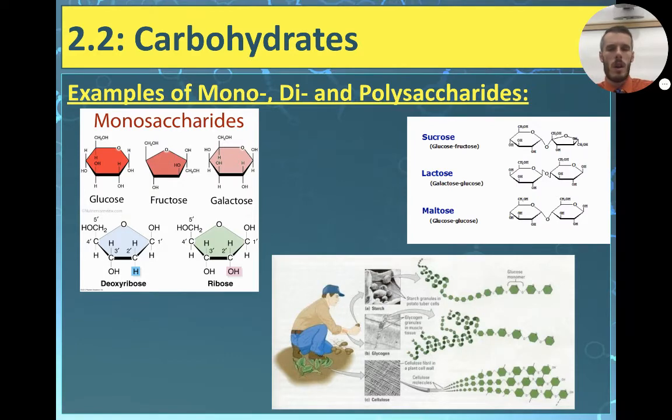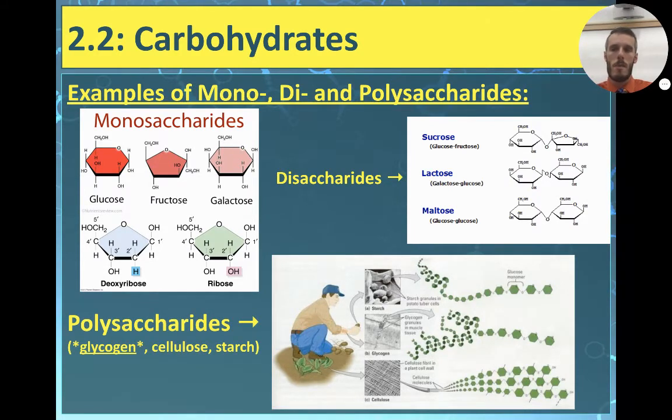Okay, so here are some examples. So we have our monosaccharides here, glucose, fructose, and galactose, as well as deoxyribose and ribose. In disaccharides, we have sucrose, lactose, and maltose. So sucrose, you might notice from a lot of the food that you may eat, contains glucose and fructose. Lactose contains galactose and glucose, and maltose contains glucose and glucose.